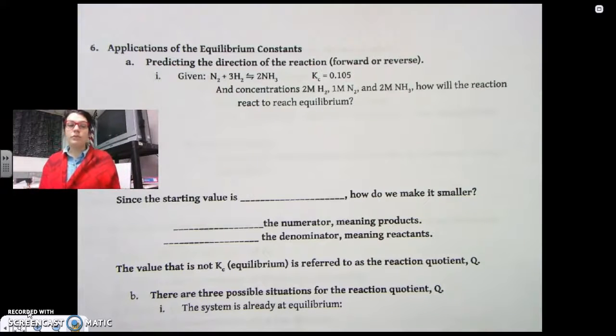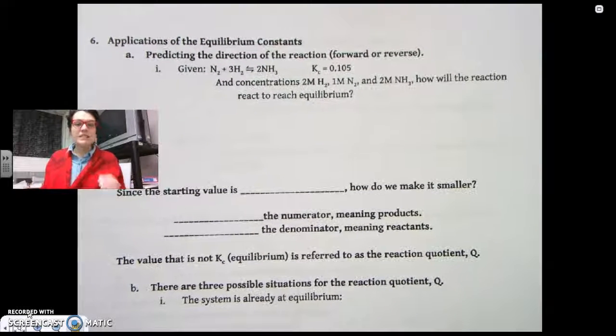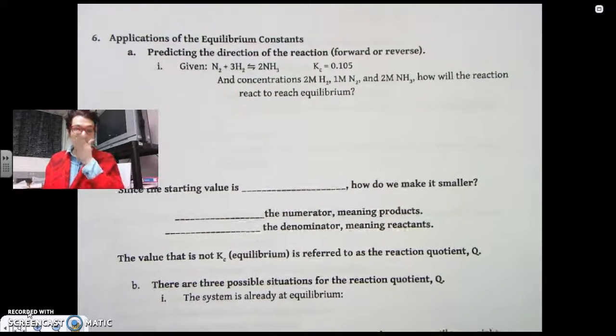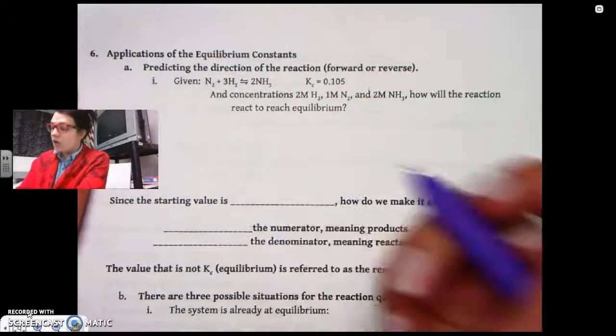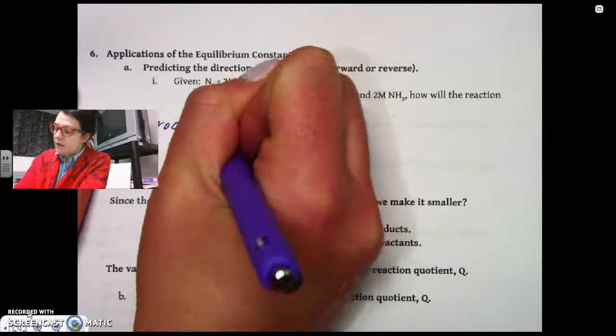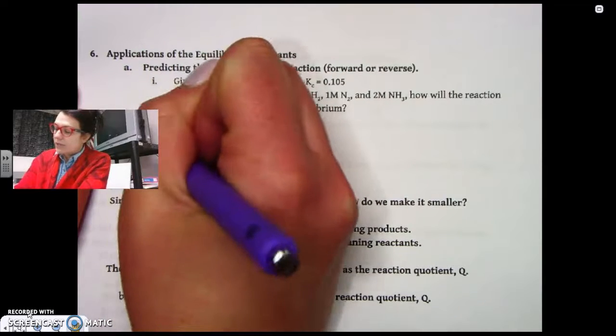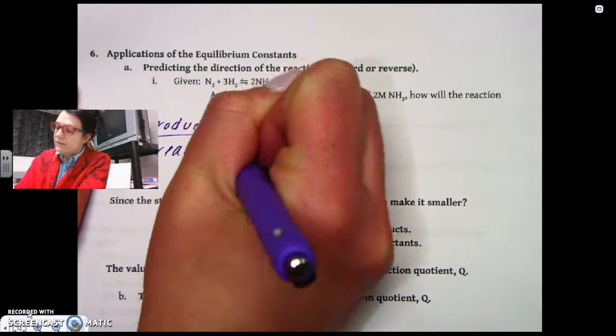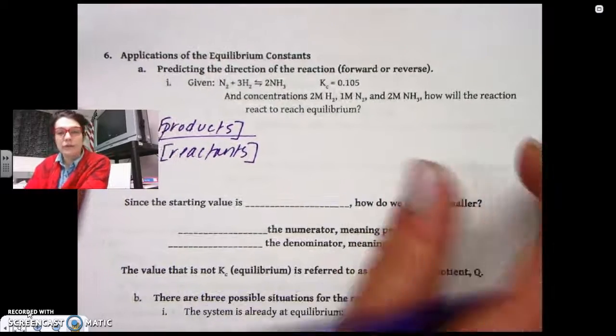So if I give you N2 plus 3H2 and we make ammonia, and the Kc of this reaction is 0.105, let's say that I give you concentrations of 2 molar of H2, 1 molar of N2, and 2 molar of NH3. Can we predict how the reaction will move forward? So let's look at this. Ultimately, we know that we're doing the concentration of our products over our reactants when we do a Kc. But at this point, we don't know if we're at equilibrium or not.